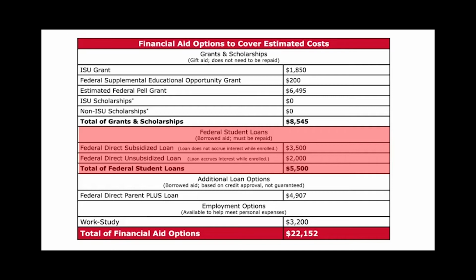Federal student loans are another way to cover some expenses on your U-bill. These are borrowed and must be repaid. Incoming freshmen can receive up to $5,500 in student loans. The federal direct subsidized loan does not accrue interest while enrolled, whereas the federal direct unsubsidized loan does accrue interest while you are in school.